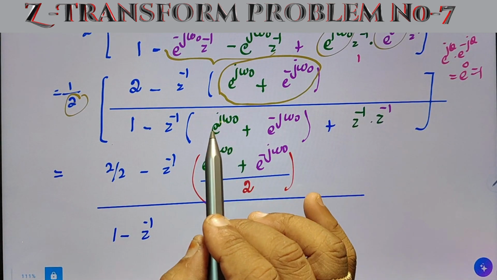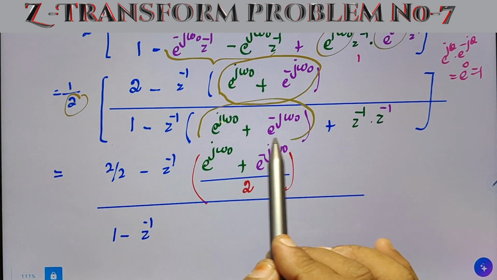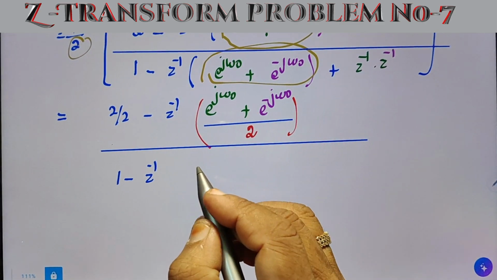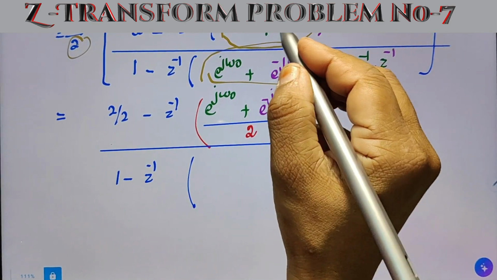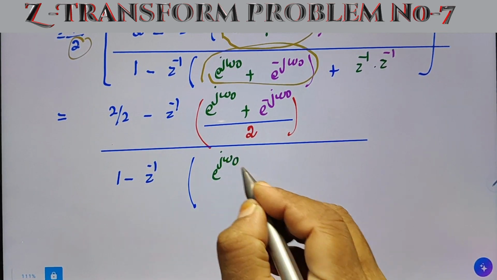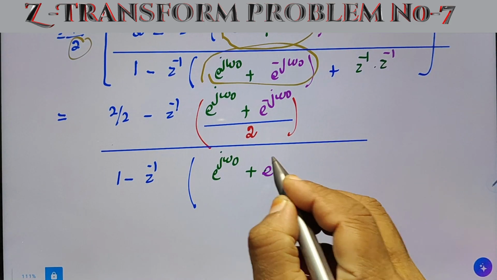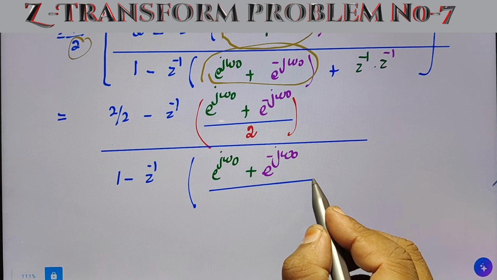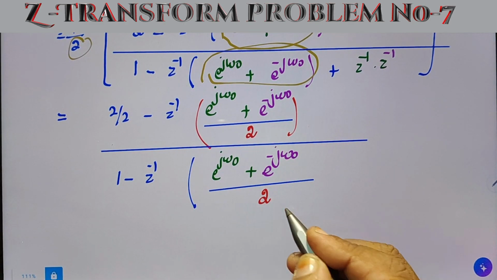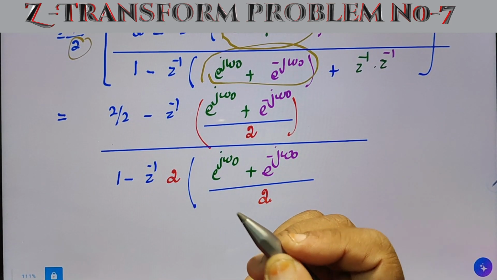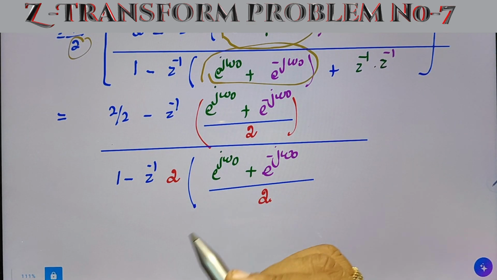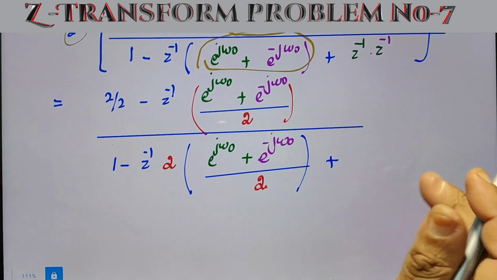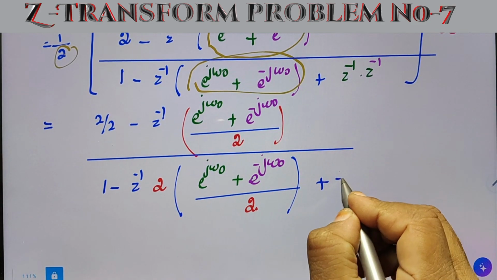Here for the denominator, also e power j term and e power minus j term, divided by 2, the number 2 is missing. So for our convenience write e power j omega naught plus e power minus j omega naught, the whole divided by 2. Next, here also multiply by 2, then both get cancelled and we receive the previous line. Then plus z power minus 1 and z power minus 1 becomes z power minus 2.